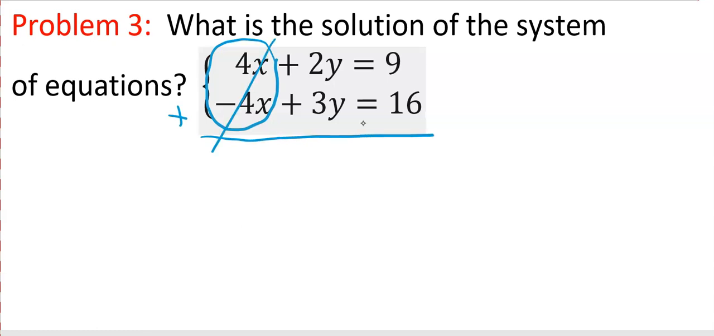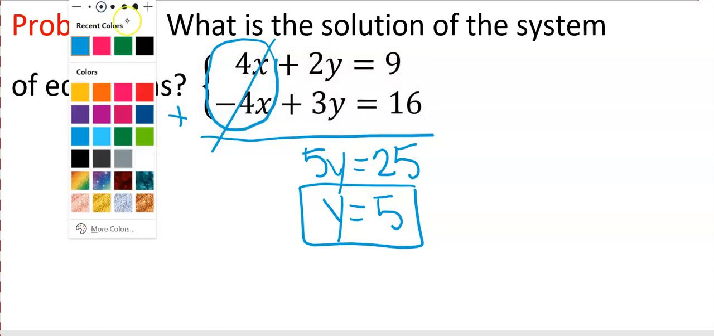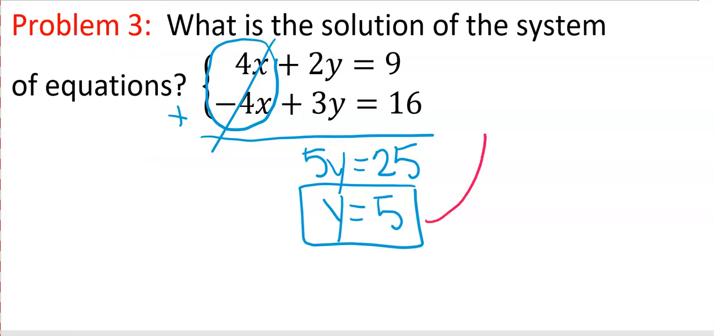So it eliminates that whole x column, and you're going to go 2y plus 3y is 5y, and 9 plus 16 would be 25. Then I divide by 5, and I get y equals 5. That part right there is really the only part that's elimination. The other part is back to substitution, so you can plug it into whichever equation that you want to figure out what x goes with it. So I'm going to just go with the first one because the numbers are smaller. I'm going to just say substitute back in.